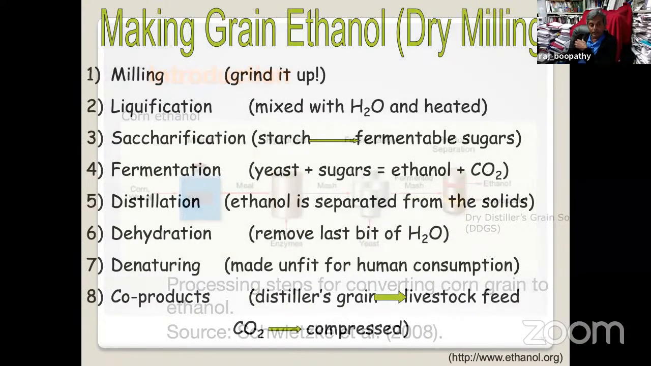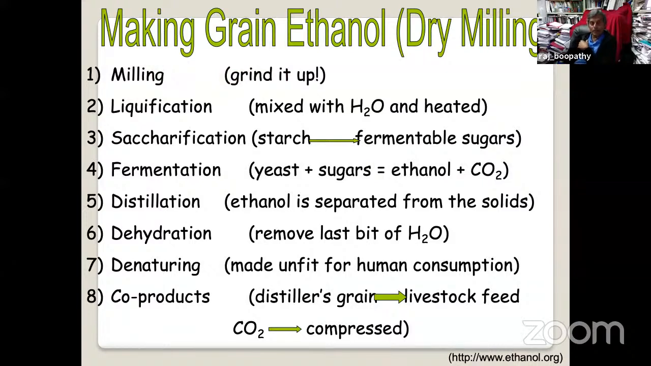So those are the steps involved in grain ethanol: milling, liquefaction, saccharification, fermentation, distillation, dehydration, denaturing, and co-products. Those are the various steps involved in making corn ethanol.